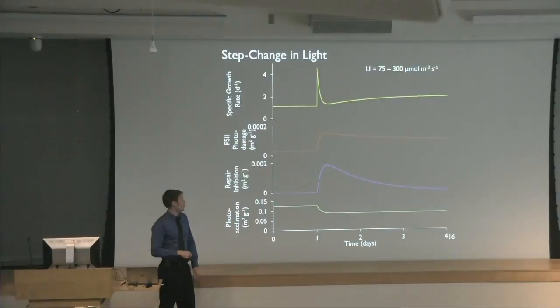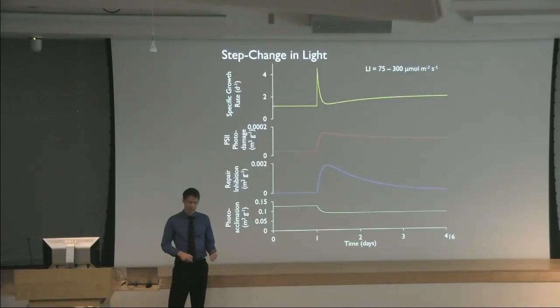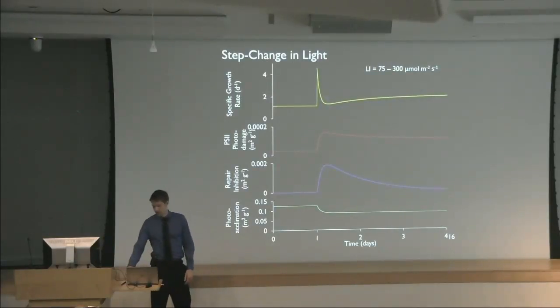So this is how the model interprets and explains what's happening. First, looking at photoacclimation, after the light change, it begins to photoacclimate to the new steady state condition. But during this transition period, there's an onset of photosystem II repair inhibition. That in turn leads to an excess of photosystem II photodamage, which then restabilizes as the repair inhibition goes away. And ultimately, here is the specific growth rate trend that you see, where there's a spike in growth related to the initial low level of photosystem II photodamage and excess of light absorbed, but that quickly goes away as the excess of photosystem II photodamage catches up and then restabilizes. Now, in this light step, it's not extreme enough to show photosystem I photodamage, but I will show you that later.